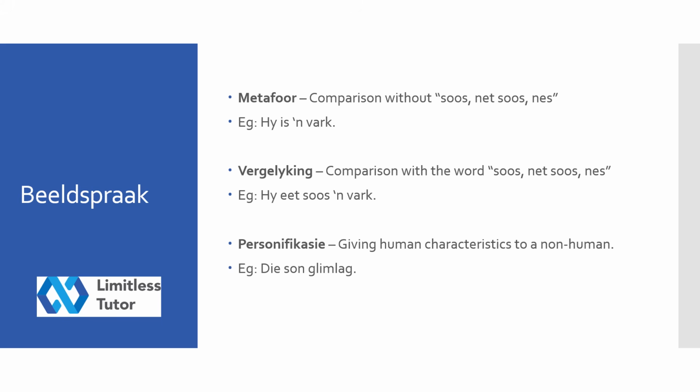Okay, then some beeldspraak, just the 3 beeldspraak that we generally deal with. Metafoor, vergelijking, and personificasie. A metaphor is when we compare something to something else without using soos, net soos, or nes. For example, hy is 'n vark, so he's a pig. That's just a metaphor because he's not literally a pig, okay? It's figurative. Vergelijking is a comparison, but we use the word soos, net soos, or nes. For example, hy eet soos 'n vark. So look at the difference between hy eet soos 'n vark and hy is 'n vark, okay? One's a metaphor, one is a vergelijking, which is a simile.